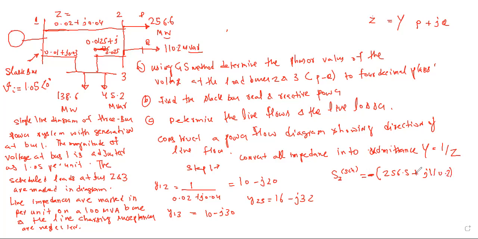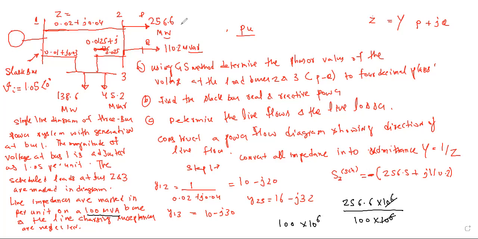This term here is in megawatts, divided by the base, because it is expressed in per unit. What is the base that we have taken? We have taken the base as 100 MVA. So 100 MVA is equal to 100 into 10 power 6, whereas you have 256.6 into 10 power 6. So we have to divide by this base, 100 into 10 power 6, to make it per unit.